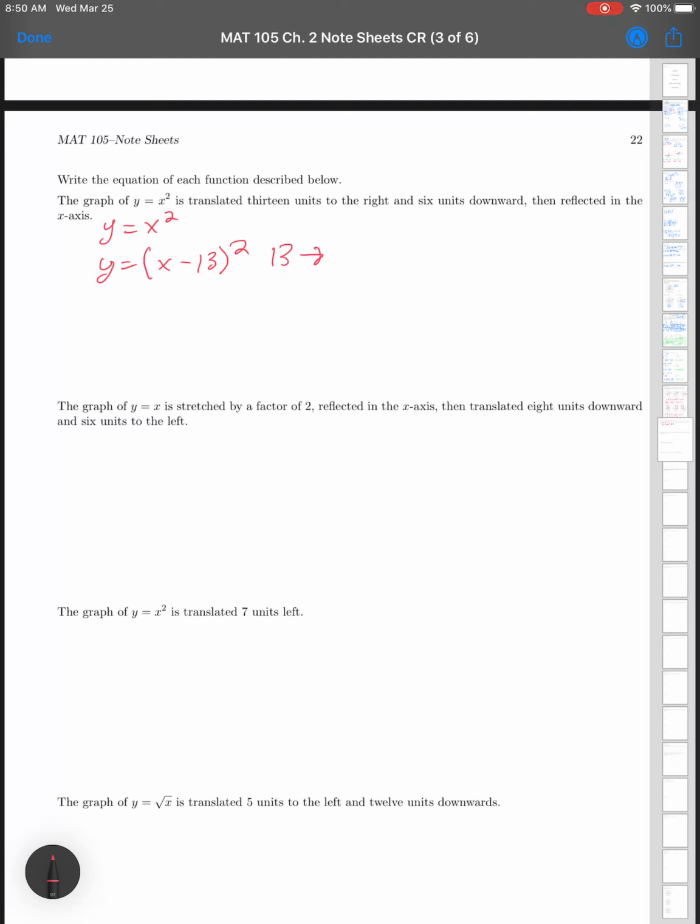And so that moved it 13 units to the right. Then I want to move 6 units down. So to do that, we subtract 6 after we do the square. And then we wanted to reflect this in the x-axis. So that means we need to take the opposite of the whole thing to reflect it. And we can simplify that by distributing the negative and getting the opposite of x minus 13 squared plus 6. Notice, because of the order we did those things in, it changed this last sign.